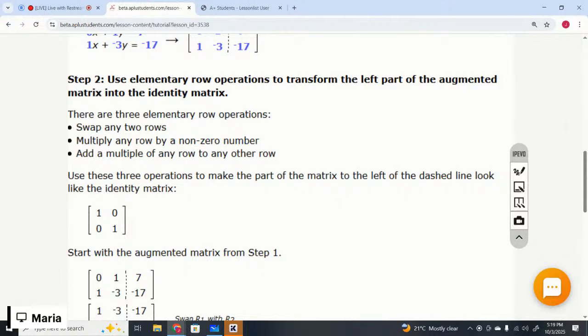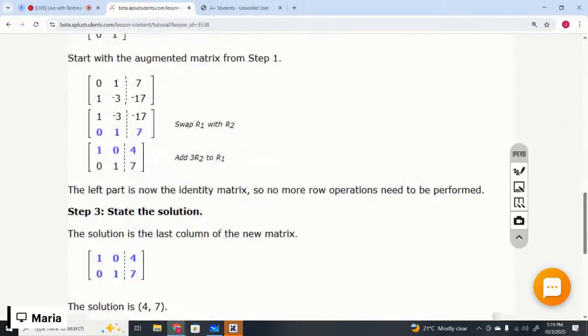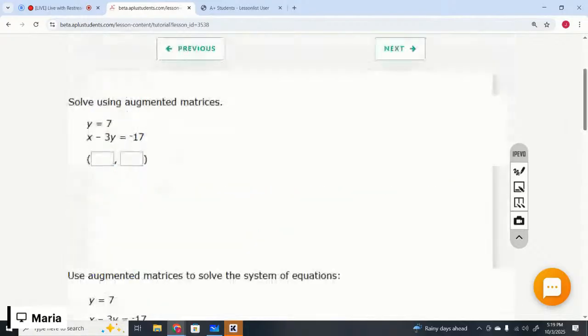Need to use these three operations and we have to convert it into the identity matrix, right? So when we apply the different operations and convert the one part to the identity matrix, the second part is the solution of the equation. Let's just start with the test questions.